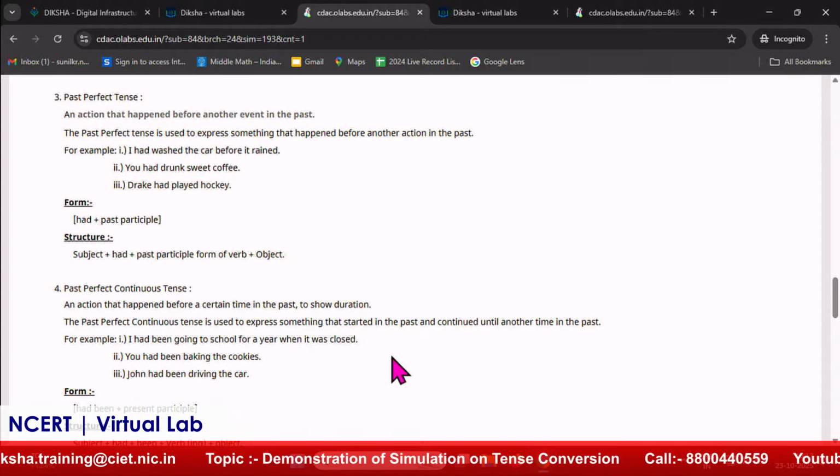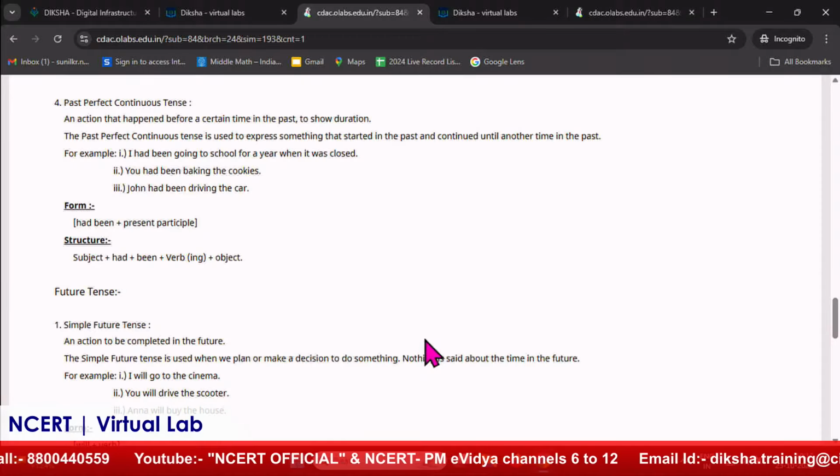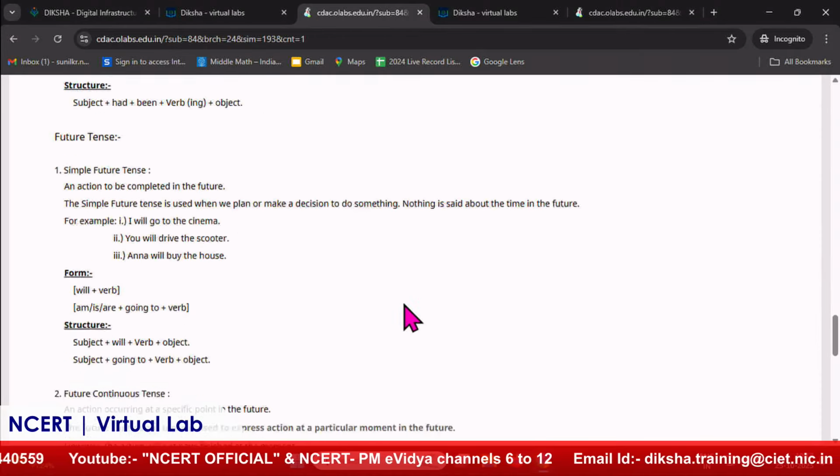Right. John was driving the car merely denotes that he was driving a car at a certain point of time, whereas John had been driving a car indicates a whole continuation, a time period, whereas the past continuous tense merely denotes a moment. Correct. Okay, so similarly, these things will be mapped onto the future.